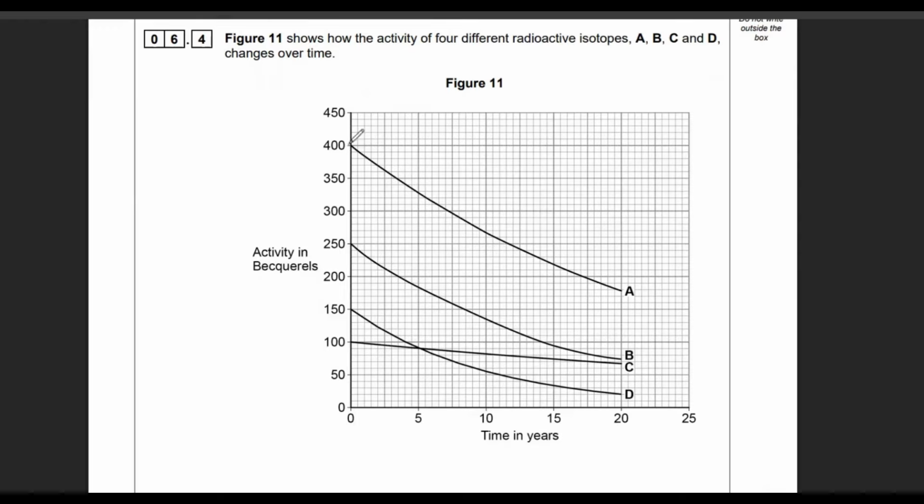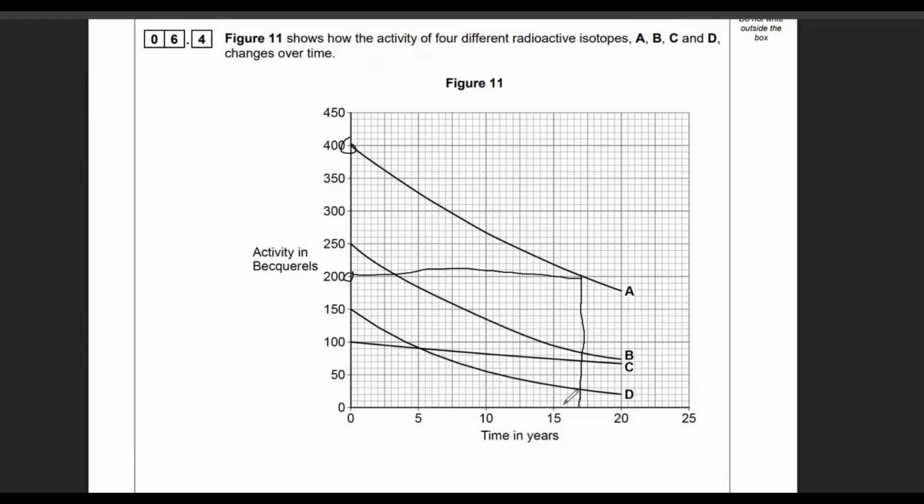So you see this one here that starts at 400. What I want to do is track how long it took to get to half. So half the activity from 400 to 200. So I'm going to go along here. Look at that straight line. And there we go, the half-life of this one is 15 years.